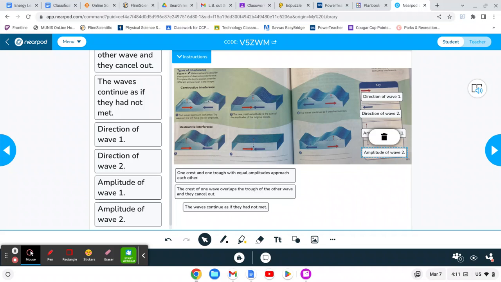So you need to go back into your Nearpod and make sure that you have these exact answers on your Nearpod for the slide that is talking about standing waves and wave interference.